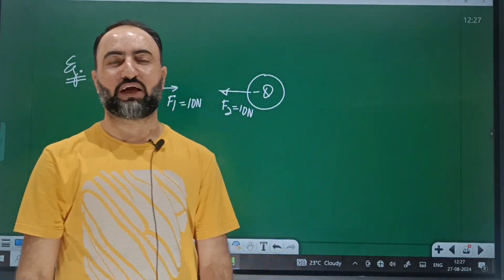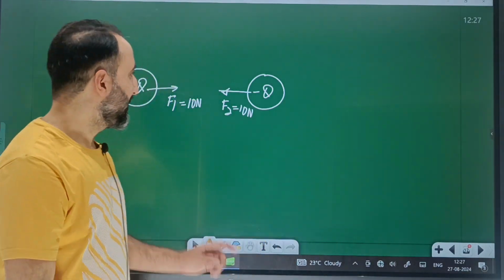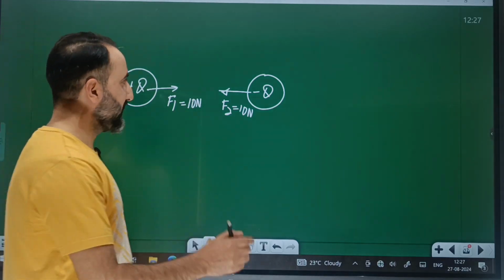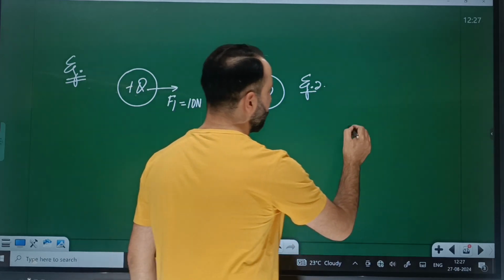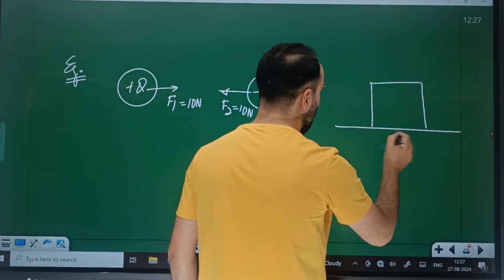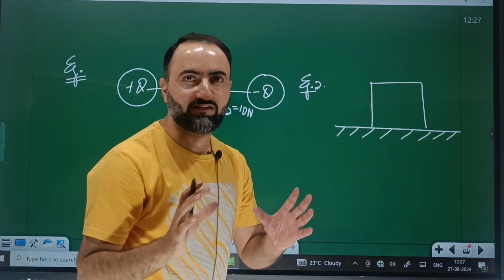If this F1 is equal to 10 Newton, this F2 will definitely be equal to 10 Newton. They form an action-reaction pair. They act on two different objects. They are of the same nature. This is electrostatic, this is electrostatic. Okay? Another example like this. देख लो बेटा. This is a very crucial example, example number 2. This is a horizontal surface. This is a block placed on the horizontal surface. सही है बेटा? Clear? This block is at rest.